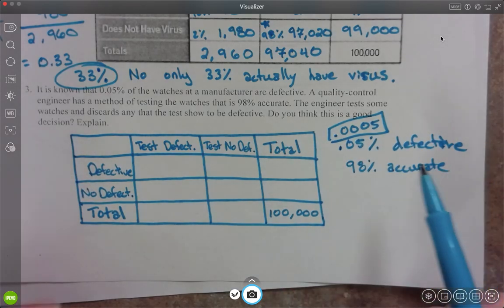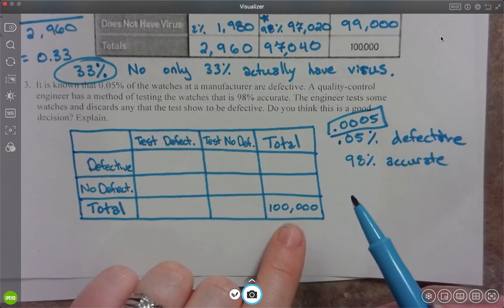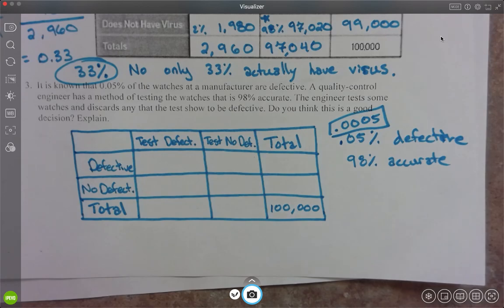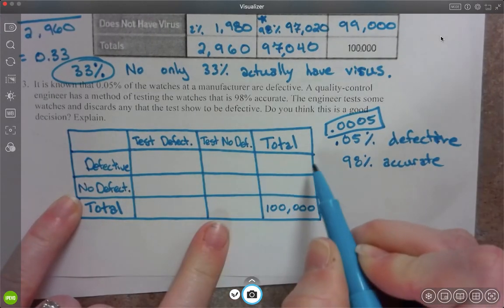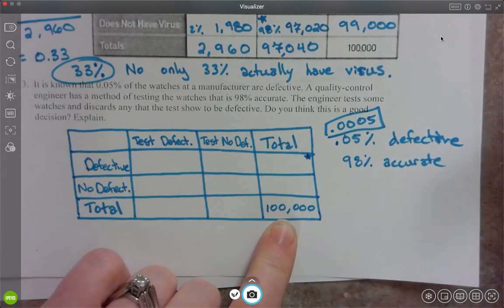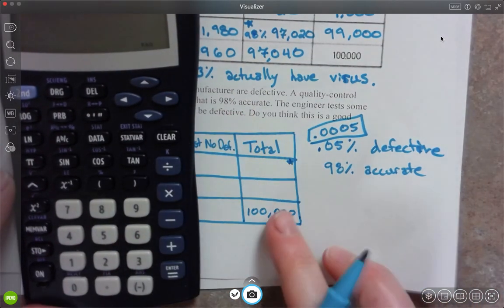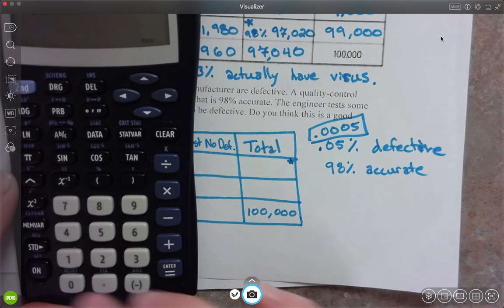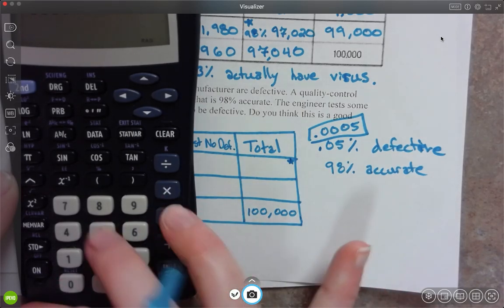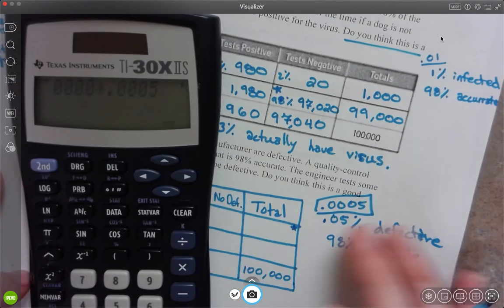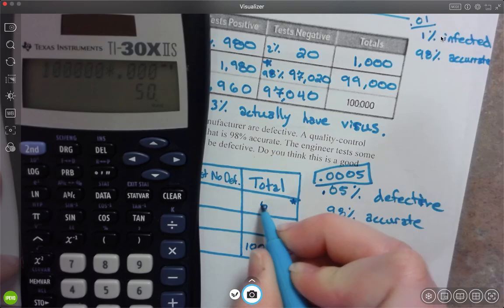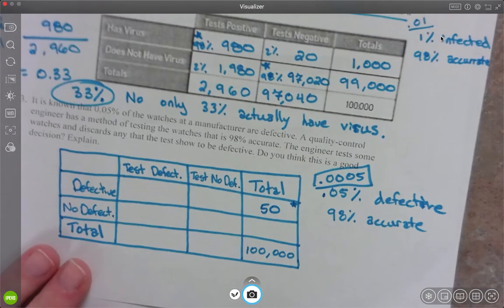So we're going to start with 100,000 watches down here, and 0.05% of them are defective, okay? So the total number that's defective is 0.05%. If we take 100,000 and multiply that by 0.0005, that's going to give me the total number of watches that are defective. So that's only 50 watches. 50 watches that are defective.